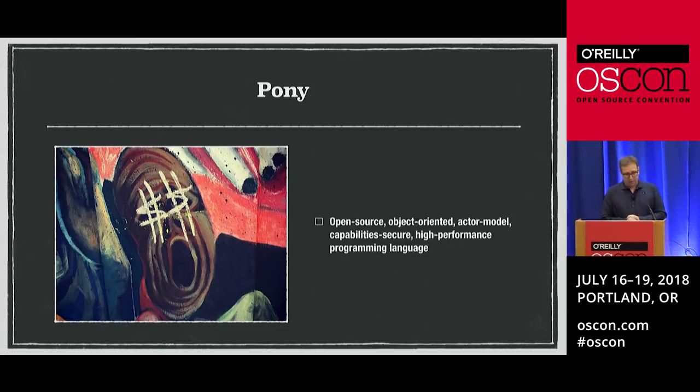Pony is deadlock free. It is an ahead-of-time compiled language that goes down to native code using LLVM, which is quite fast, approaching or sometimes faster than equivalent C code.